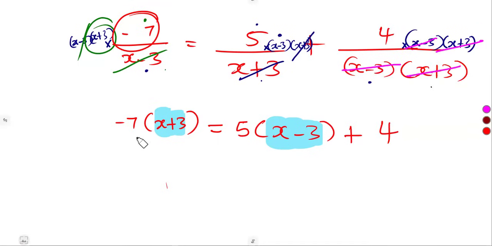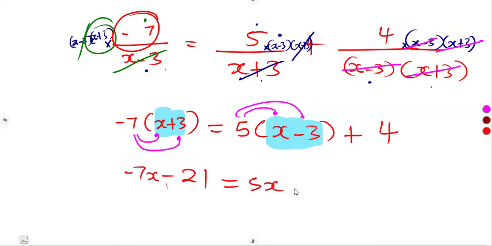So that is it, guys. Negative 7 times x is going to give us negative 7x. Negative 7 and 3 is going to give us negative 21 if we multiply. That's equal to, we distribute here, 5 times x, that is 5x. 5 times negative 3, that's a negative 15. The 4 is on its own. We do not have a bracket, so we're just going to write a 4 as it is.